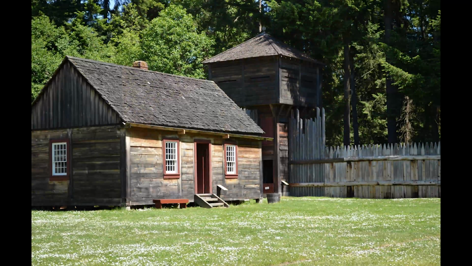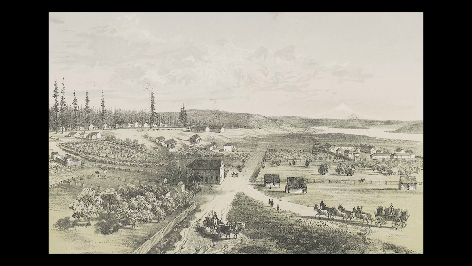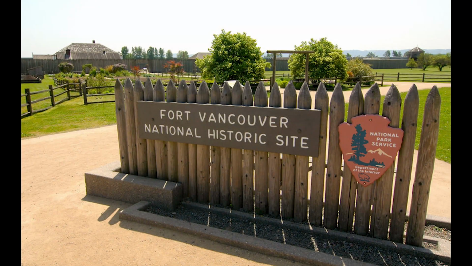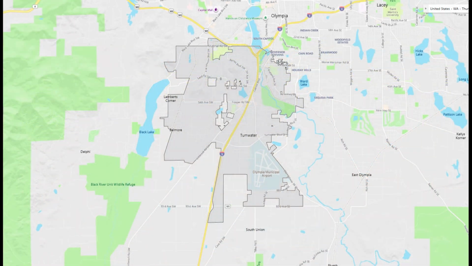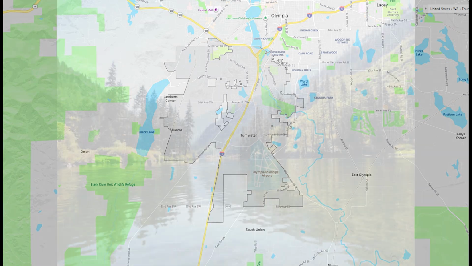The first European settlement in the Puget Sound area was Fort Nisqually, which was a fur trade post of the Hudson's Bay Company established in 1833. Fort Nisqually was part of the Hudson's Bay Company Columbia District, headquartered at Fort Vancouver. The first American settlement on Puget Sound was Tumwater. It was founded in 1845 by Americans who had come via the Oregon Trail.